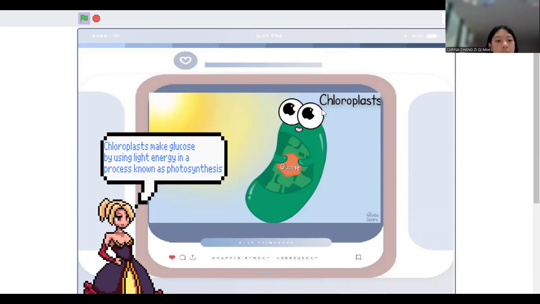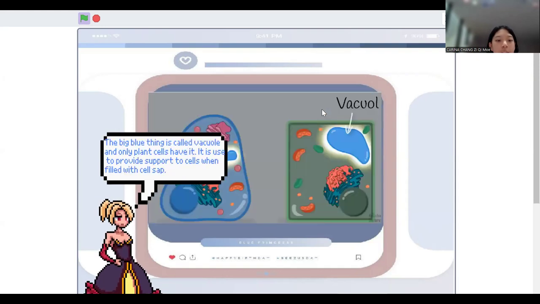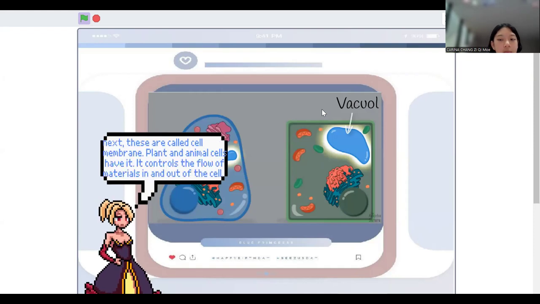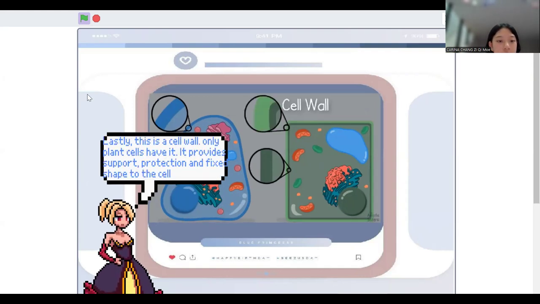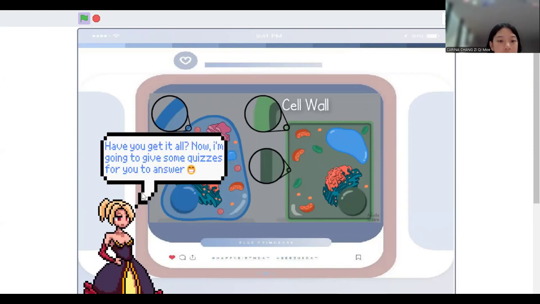This project will teach about this chapter 2.1, comparison between animal cells and plant cells, and will give some quizzes at the end. So it will teach about this section of the chapter, and it will give some quizzes.